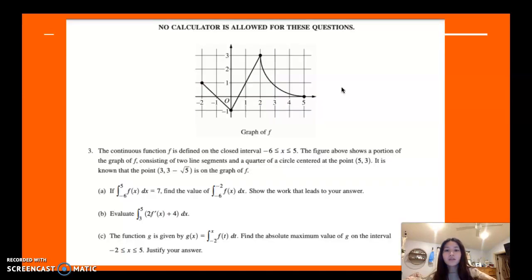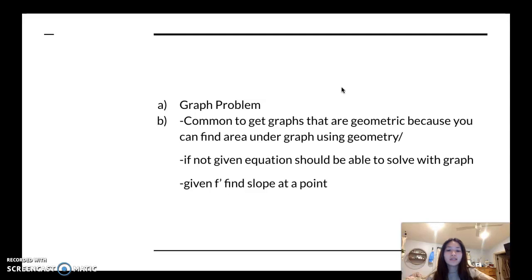A and C. So as you can see, we're given a graph, so it is a graph problem, and some tips are that it's common to get graphs that are geometric because you can find the area under the graph using geometry, and if you're not given an equation, you should be able to solve with the graph, and if you're given f prime, you find the slope at a point.